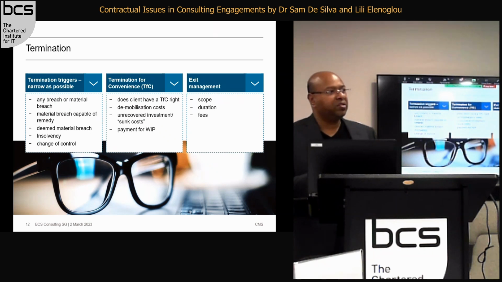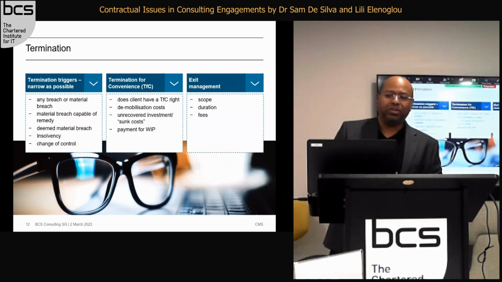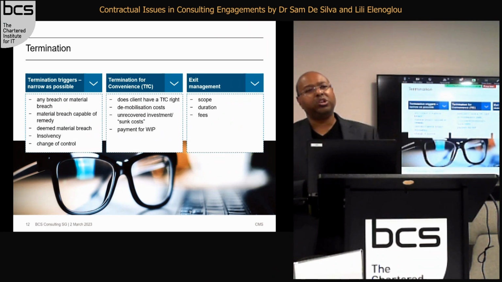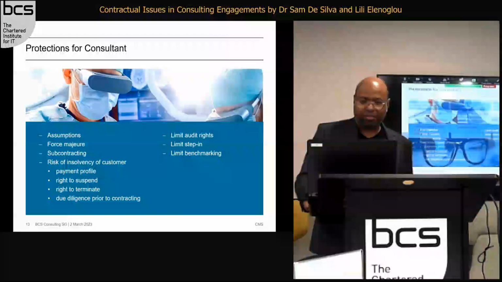Exit management, so this is disengagement at the end of the consultancy. Often customers will ask for exit management services and disengagement. So you need to know what the scope is, what the duration is, and what the fees are. I've seen consultants caught out by this in the sense that they have very onerous exit management and disengagement obligations, but they can't charge for it because there's no express ability to charge for it. It's all included in the pricing which they agreed. So again, something to watch out for.